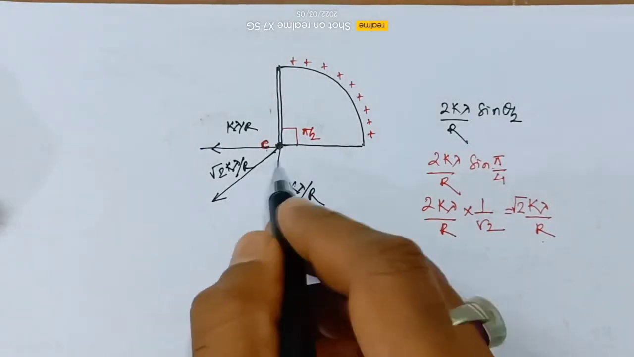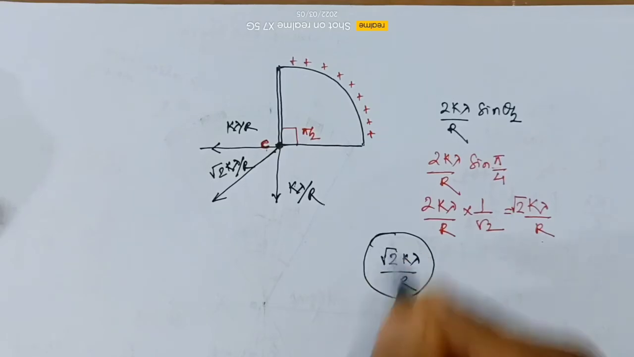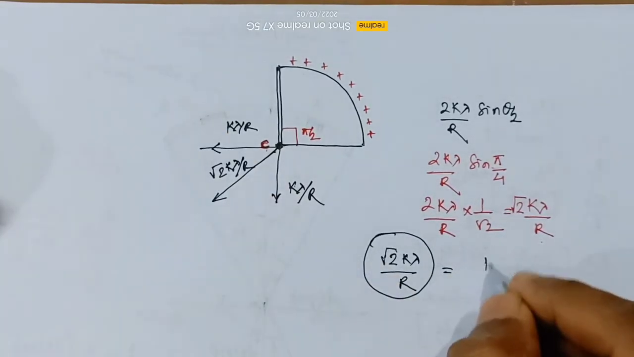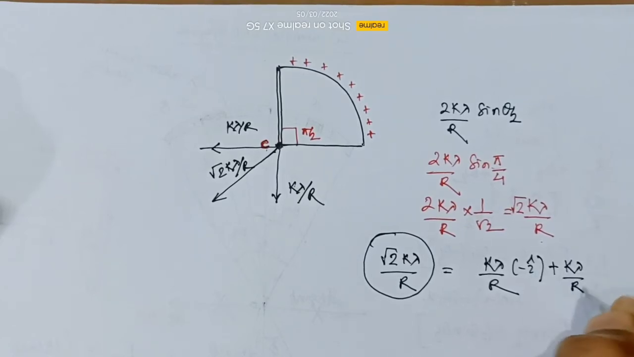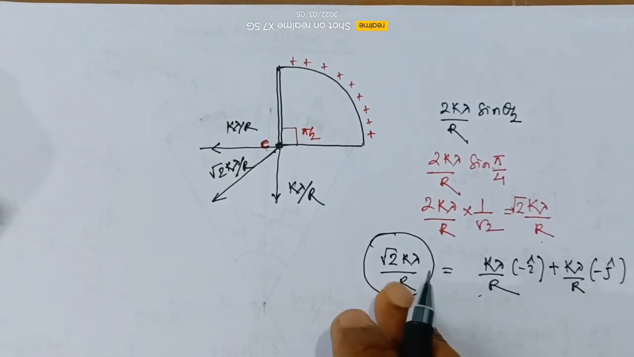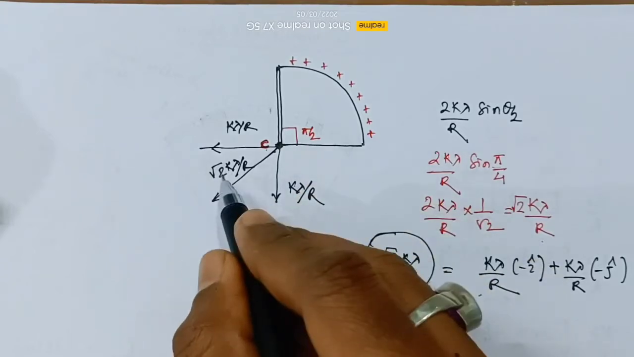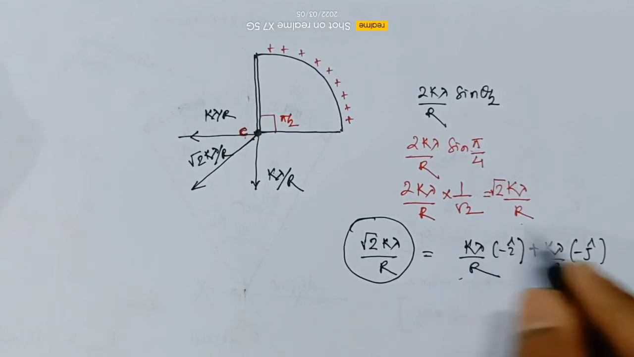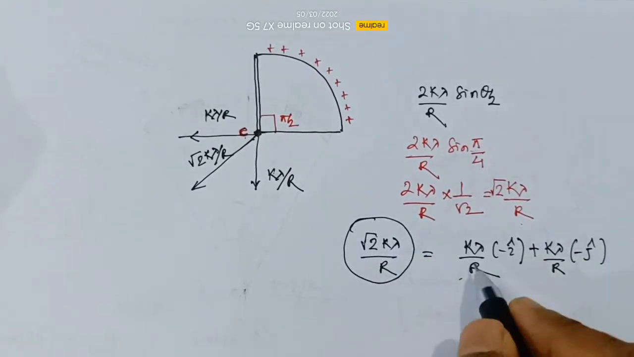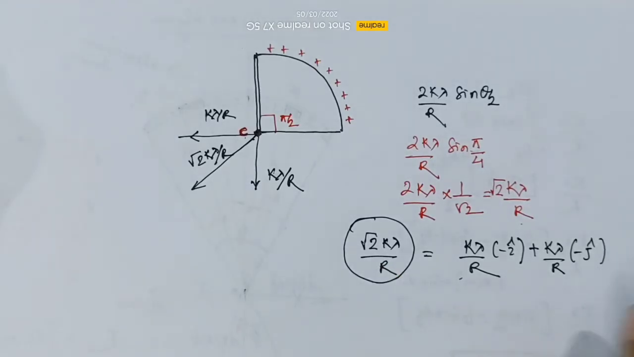So students must be very aware about this. This root 2 k lambda by r, whatever the result you are getting, is a combination of two things. One is k lambda by r along minus i cap plus k lambda by r along minus j cap. These two results' magnitude gives this. So whatever electric field we are getting, that is the final magnitude of the electric field. In one exam I have seen the options set like this: root 2 k lambda by r can be written as k lambda by r minus i cap and k lambda by r minus j cap.